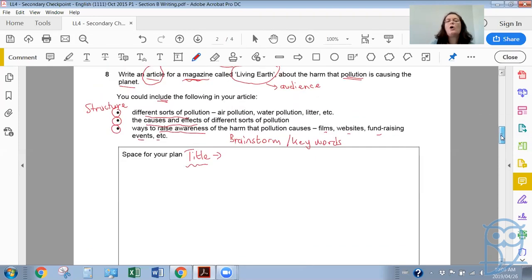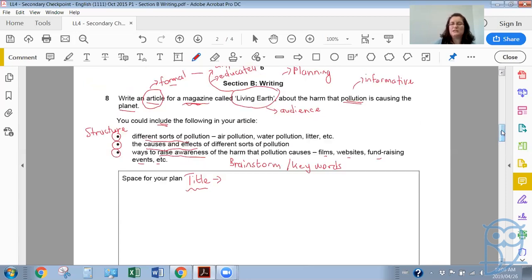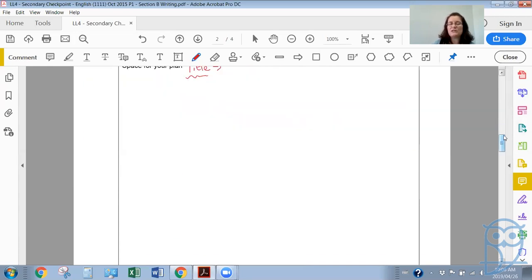So the whole point of this article is about pollution, the harm of pollution. So that is our central idea. I'm just going to write that here: pollution. That is the main idea.